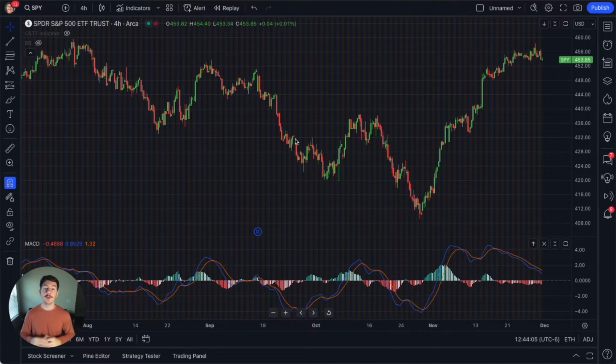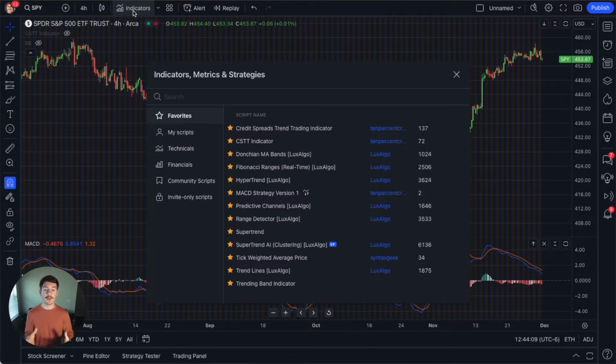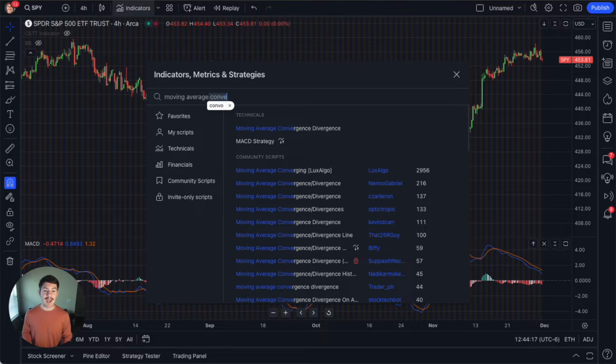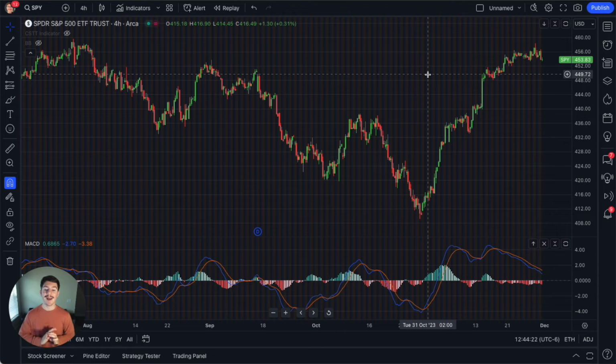So first things first, we need to put the MACD indicator on our chart. We simply go to indicators, no matter what charting platform you're using, whether that's the free TradingView account like I'm using here, or your broker or something else. Type in moving average convergence divergence. That's the actual name of it, MACD for short. So you're going to add this to your chart, and we're not going to mess with any of the settings. We're just going to use the default settings.